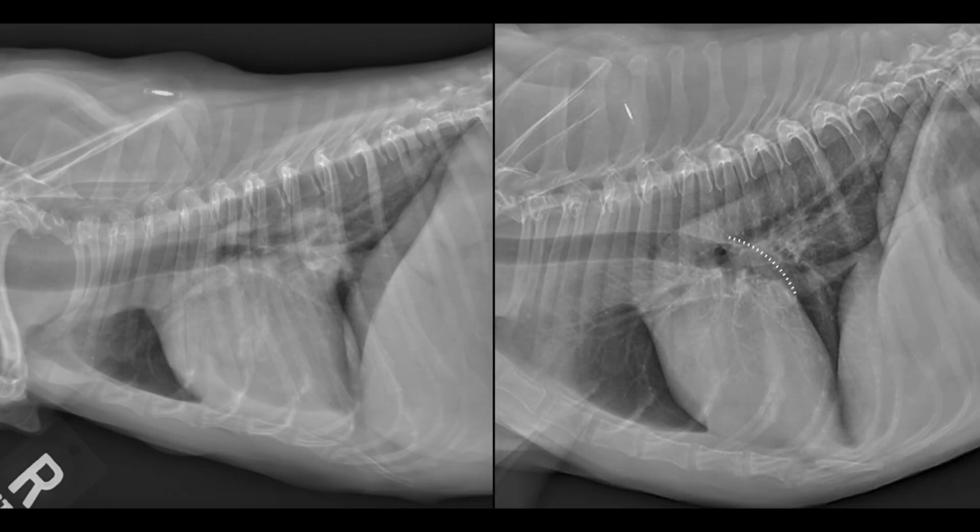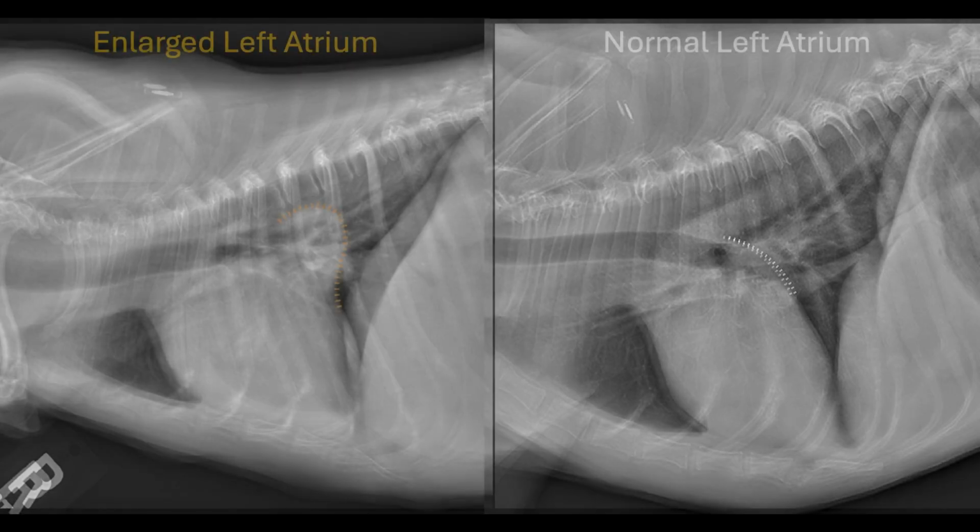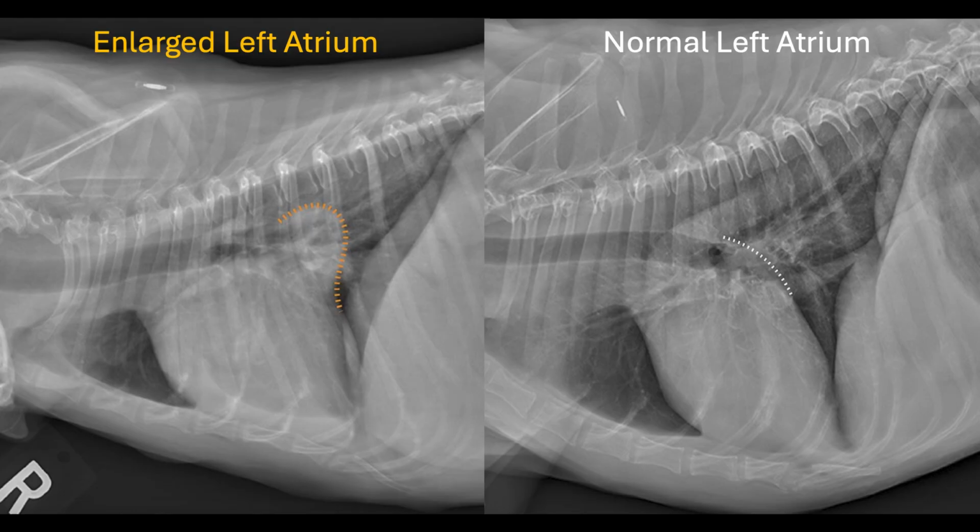Let's look closer at the right lateral view shown in the left image compared to a normal canine patient shown in the right image. The normal craniodorsally tapering margin of the cardiac silhouette or cardiac waist, as noted by the dotted white line in the right image, is lost due to a soft tissue bulge in the region of the left atrium. This soft tissue bulge along the caudodorsal margin of the cardiac silhouette and loss of the normal cardiac waist is highlighted by the dotted orange line in the left image.